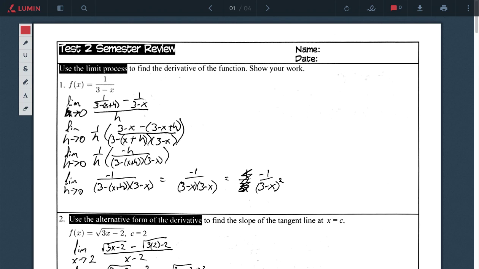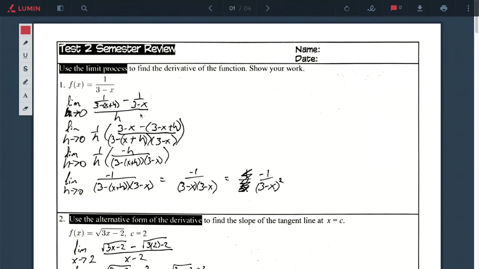All right, answers to test 2, semester review. Number 1, use the limit process to find the derivative. So that is a limit as h approaches 0 of f of x plus h minus f of x over h. As you see, I put x plus h in for the x spot, and then we have f of x here.